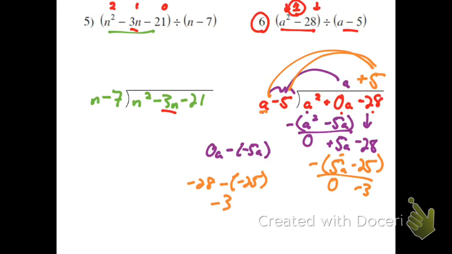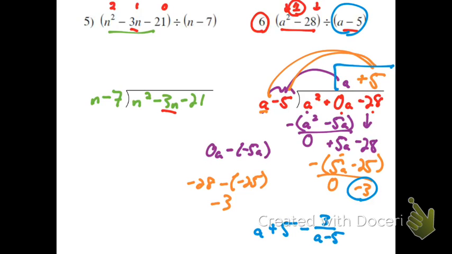This is what you do with a remainder. I'm changing my color up so that you know exactly what I'm talking about. I already have my a plus 5. But then I have to take this into account. That's a negative 3, so I put minus, and I raise the 3 up, over, and that's where I rewrite what we're dividing by, a minus 5. So that's what you do with a remainder.